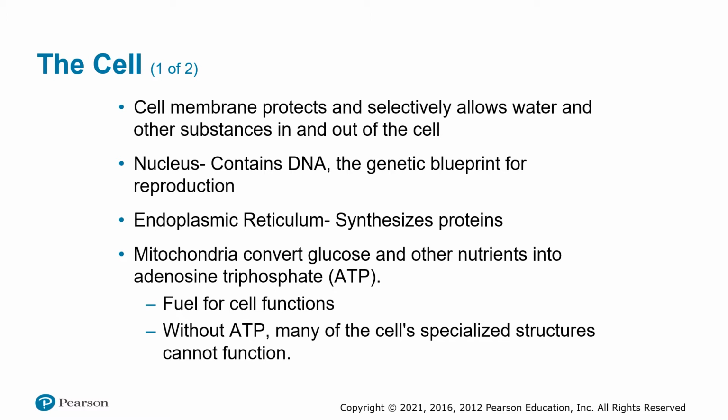The endoplasmic reticulum synthesizes protein, and then the mitochondria convert the glucose and other nutrients into ATP. Again, we produce those 32 ATP through the Krebs cycle, which is just a huge cycle that turns glucose and oxygen into that ATP. It provides fuel for cell functions, and without that ATP, the specialized structures cannot function.